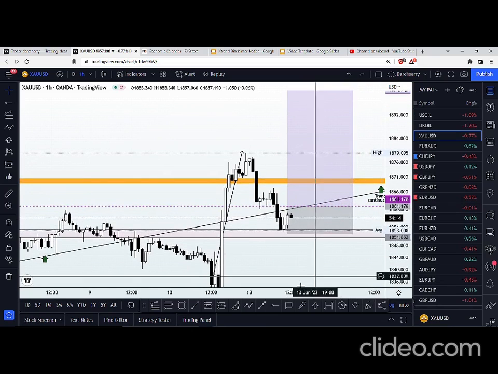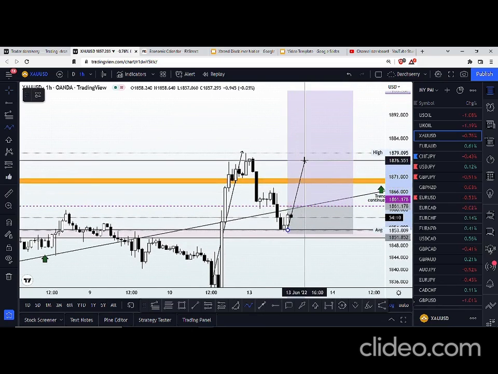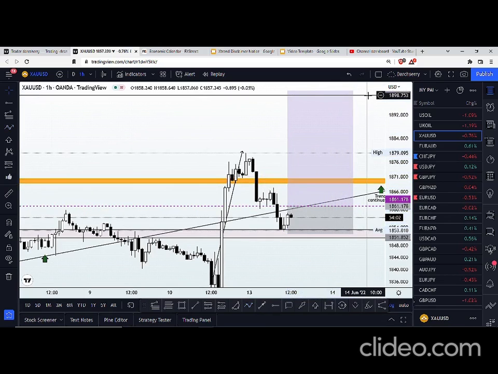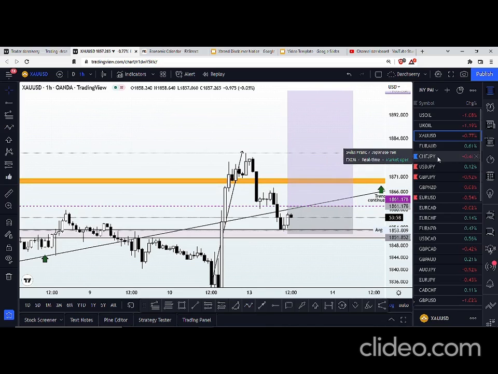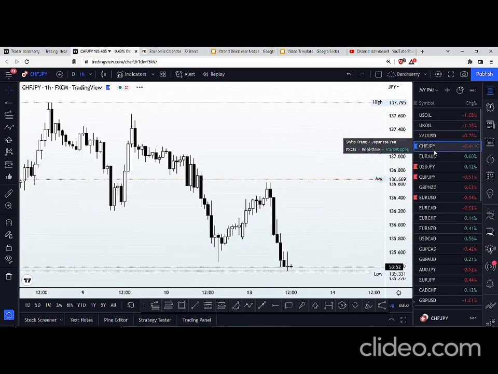Then don't forget that I mentioned that if we finally see a breakout of the key level here at $1,870, a retest of that area should welcome another position into this trade. So this is my perspective here on the gold pair. And now we talk about the CHF JPY. I think that's the last pair we are going to be discussing today.